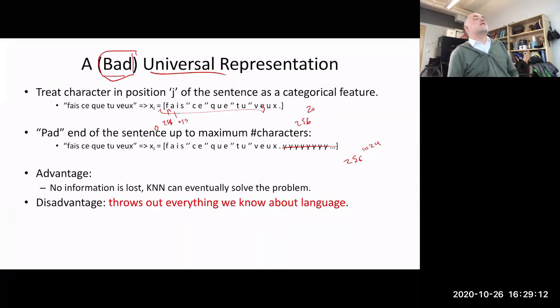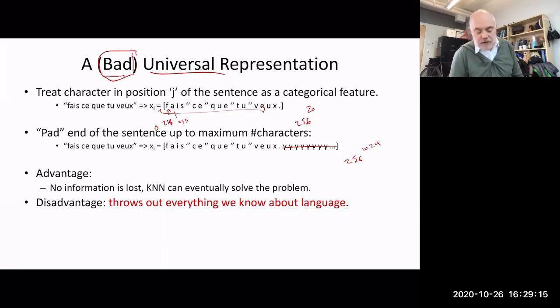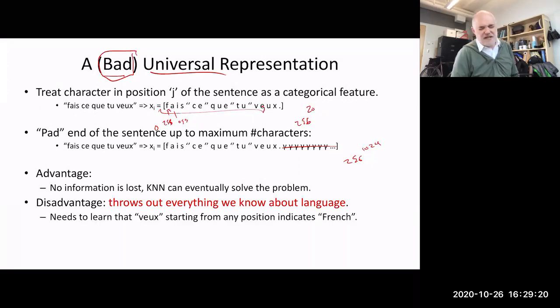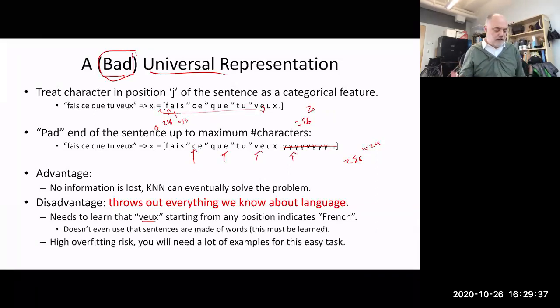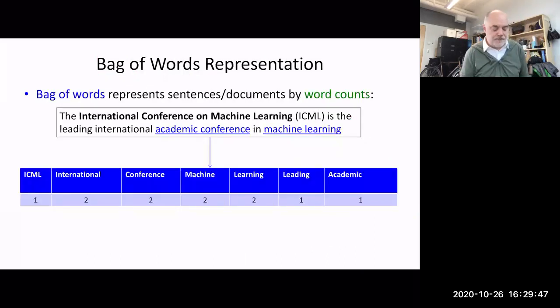basically, it throws out everything that we know about languages and language, and some of the things that you have identified in the chat channel, right? In particular, if you really think about it, it has to learn that vous starting from any position indicates that it's French, right? So somehow it has to go into this entire vector space and be like, oh, if it starts here, if it starts here, if it starts here, so on and so forth, it's a French sentence. That's not a good representation, right? It doesn't use the fact that a sentence is made up of words and so on and so forth. You need a ton of examples, and you risk, yeah, okay, so bag of words, okay, yeah.